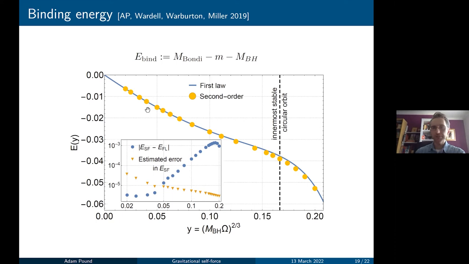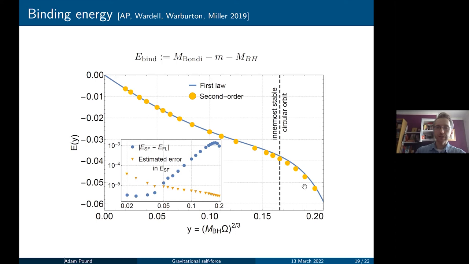And basically on the y-axis, we have effectively frequency. And the innermost stable circular orbit is here. So a binary will evolve from the left towards the right. I don't want to get into at all what we're comparing against here. Just ignore that. The point is that we've got data for the binding energy at a sequence of frequencies like this.